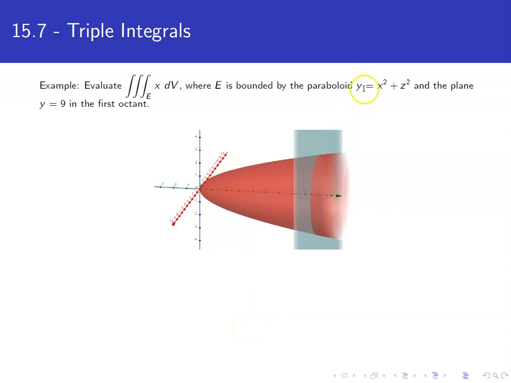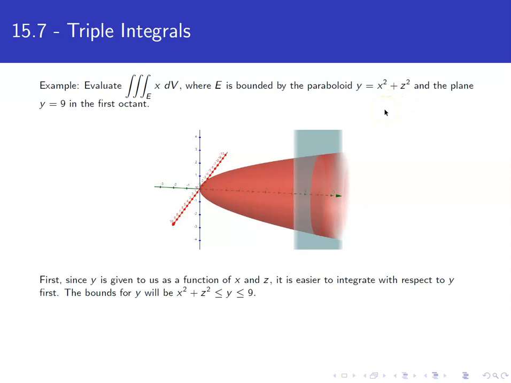All right, notice that our y here is given to us as a function of x and z. So it'll be easier to integrate with respect to y first, because I don't want to have to change around my bounds if I don't have to. So since my y is bounded below by x squared plus z squared and above by 9, my y ranges from x squared plus z squared to 9.